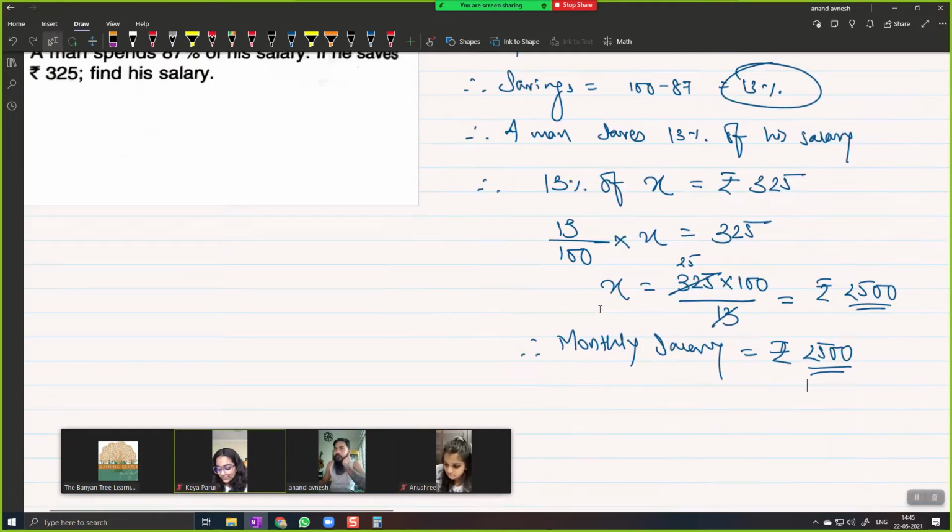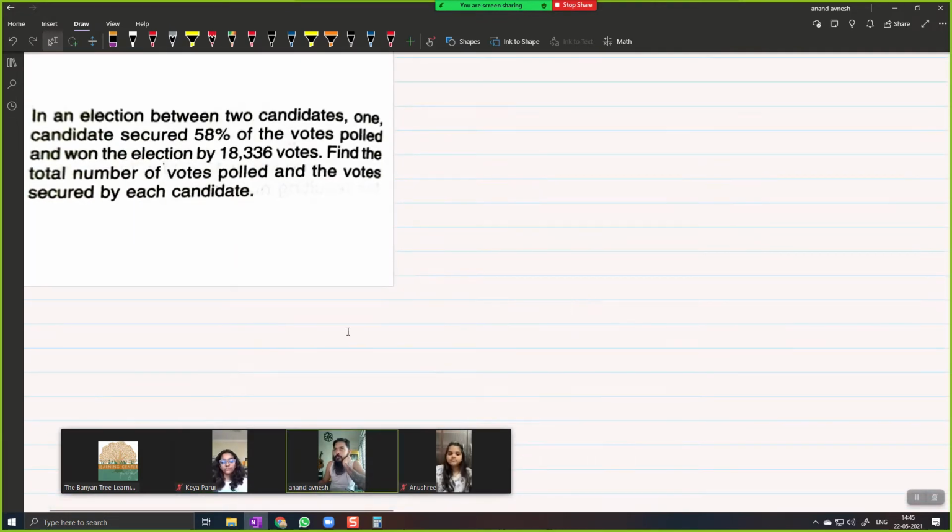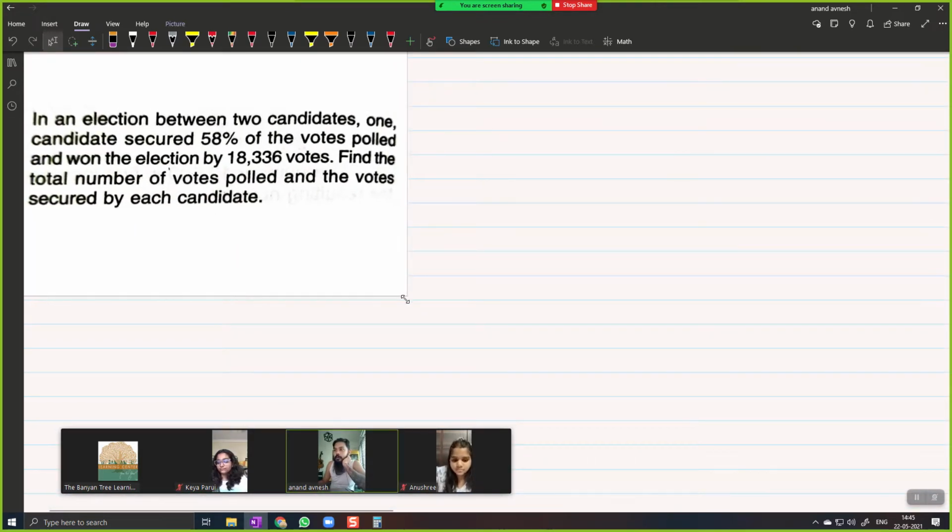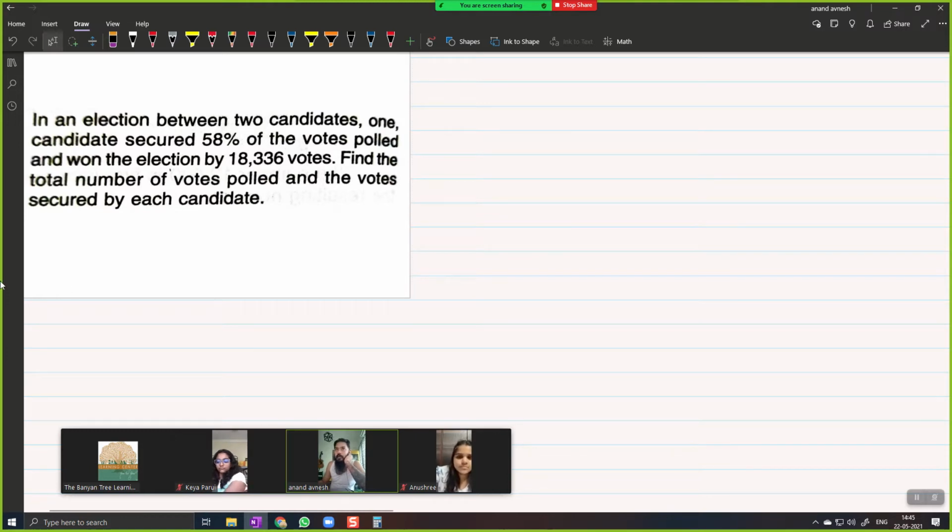Okay, shall we go to the next question? Yes, Anushri. In an election between two candidates, one candidate secured 58% of the votes polled and won the election by 18,336 votes. Find the total number of votes polled and the votes secured by each candidate. How many candidates are there? Two candidates.